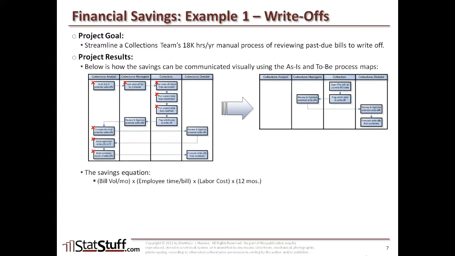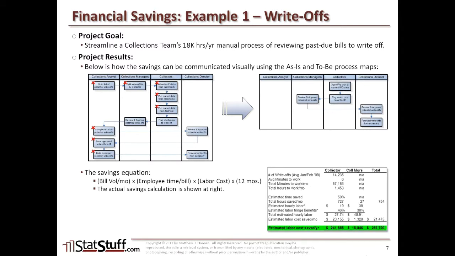So the actual savings that we illustrated is here over onto the right-hand side, where we broke it down between the collector and the collections managers. We had to separate them because they had different amounts of hours spent, different hourly rates, and different labor fringe benefit factors that we had received from finance, and all these rates were validated for us by a finance group. This is our method for how we built this in Excel, using this more complex equation to figure out the total savings we contributed to the organization.